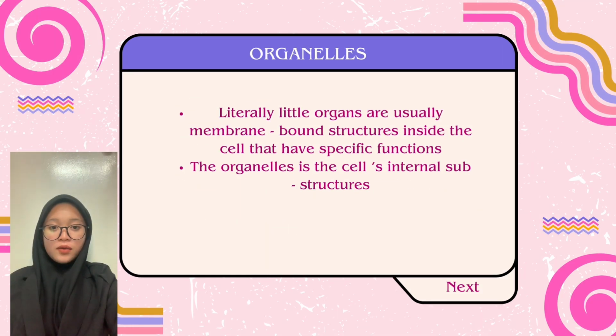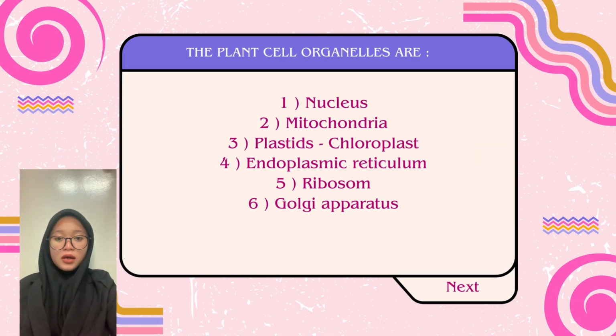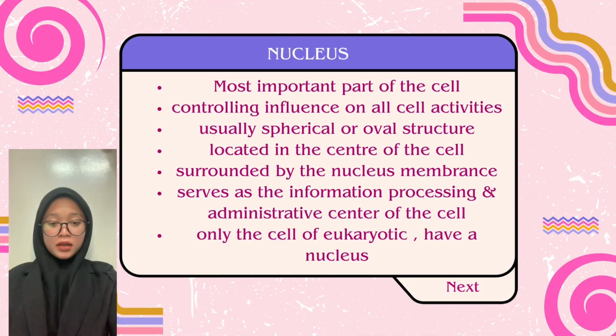Next, in this slide, I will explain about the organelle. Literally, little organs, they are usually membrane-bound structures inside the cell that have specific functions. The organelle is the cell's internal substructure. The plant cell organelles are divided into 6 parts, which is nucleus, mitochondria, plastid chloroplast, endoplasmic reticulum, ribosome, and Golgi apparatus. Next, in this slide, I will explain about the nucleus, the most important part of the cell.